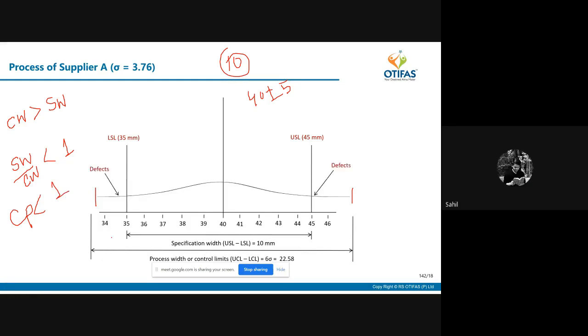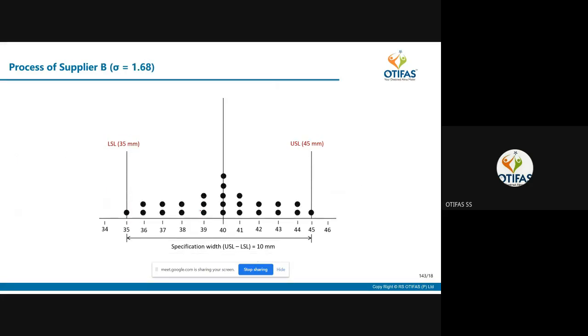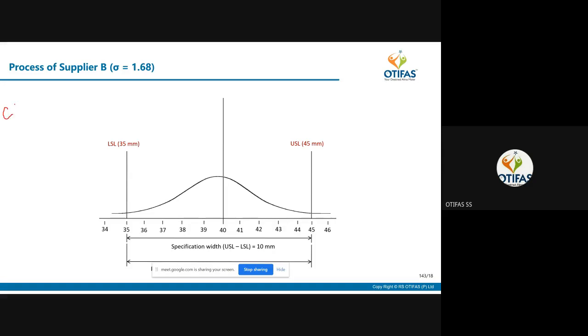Moreover, there are defects. Anything going away is defects, crossing the control limit. This process tail end is going to cross the USL and LSL, so there are going to be defects. Now let us see supplier B, the second supplier. It is just the same. That means the control width is equal to the specification width. That means if SW by CW, how much does it come?